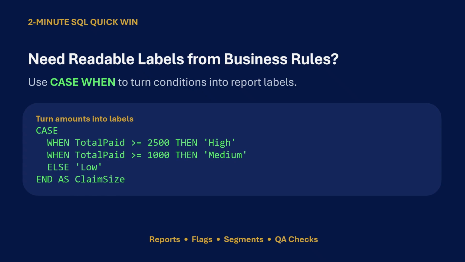Sometimes your data has raw numbers or codes, but your report needs readable business labels. Case when lets us turn conditions into labels directly in SQL. In this demo, we'll turn claim amounts into high, medium, and low categories.